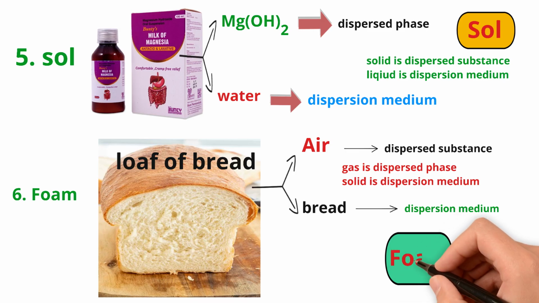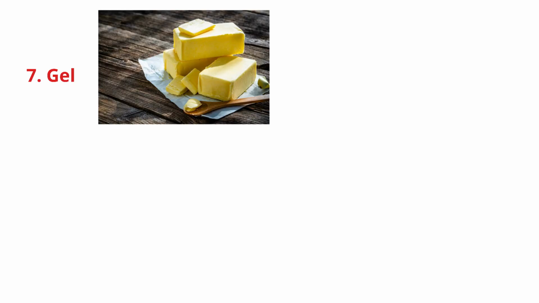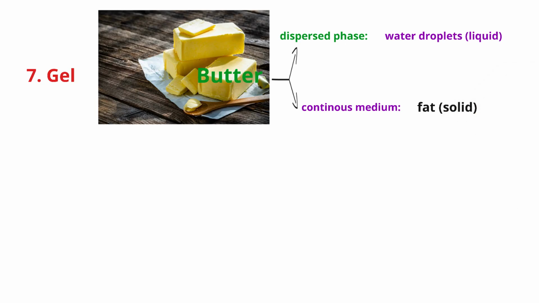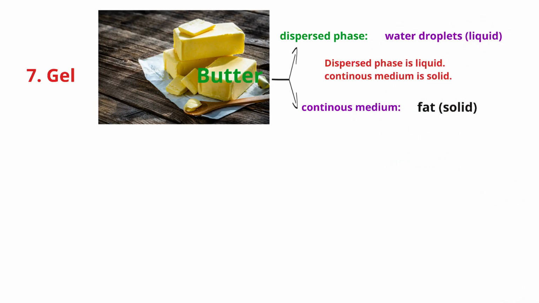And seventh, gel. Let us take butter. In butter, the dispersed phase is water, and the continuous medium is fat, which is solid. When water droplets are dispersed throughout a continuous medium, they form butter. The dispersed phase is liquid, the continuous medium is solid, and the type of colloid they form, we call it gel.